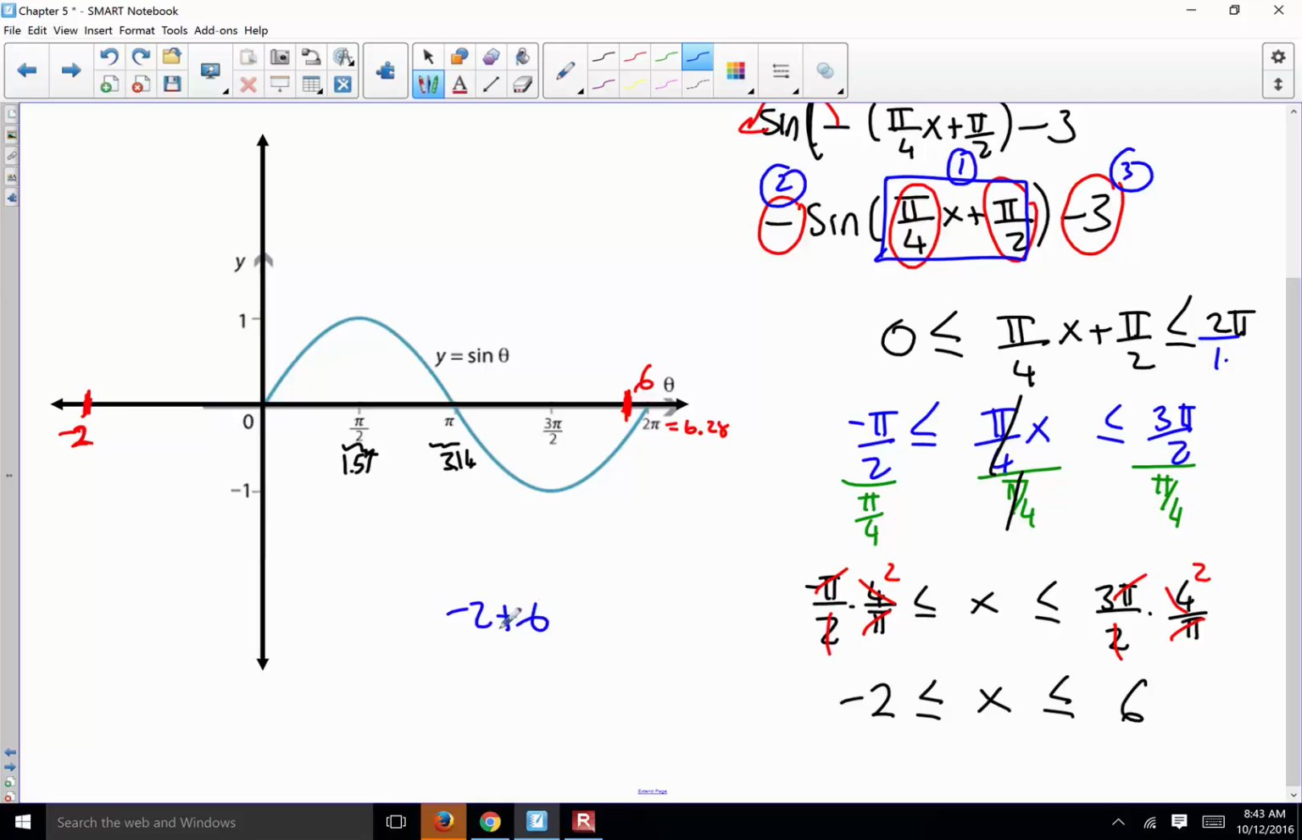Just add them and divide by 2, which is 4 over 2. 2. It's at 2. Where is 2? 2 should be between 1.5 and 3, closer to 1.5 than 3 though. So it has to be somewhere here.